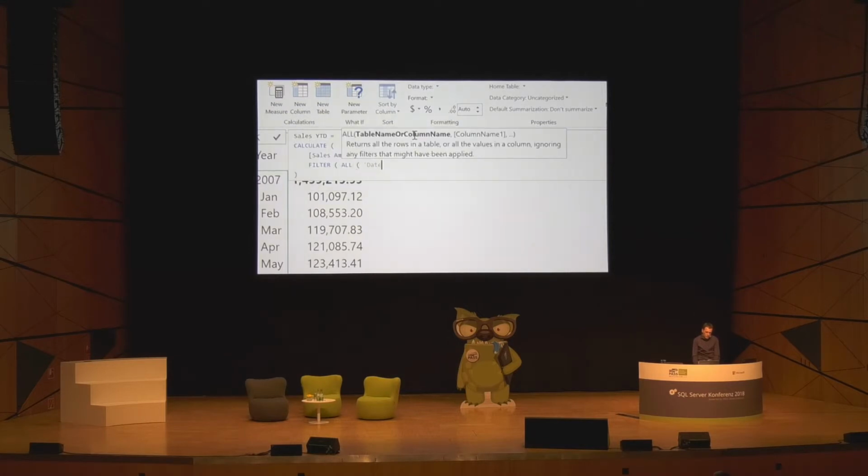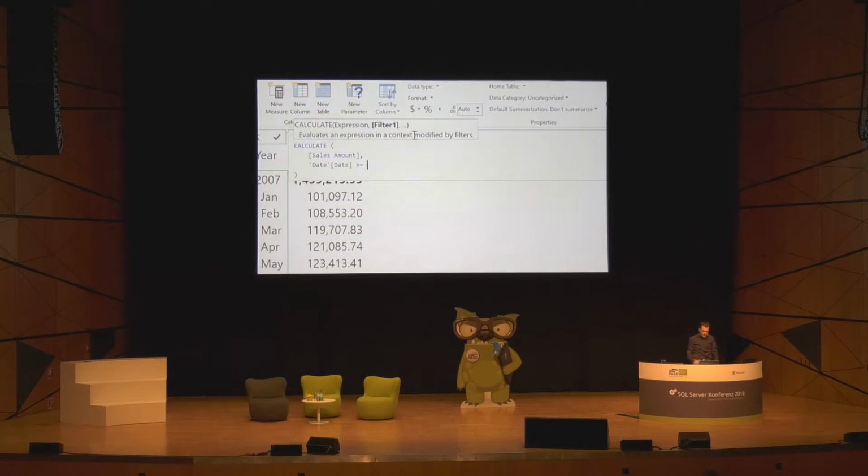Let me write it simpler. I want to say that the date column has to be... Let's start creating a simple calculation. Let's start to create the year-to-date from the 1st of January to the 31st of March.